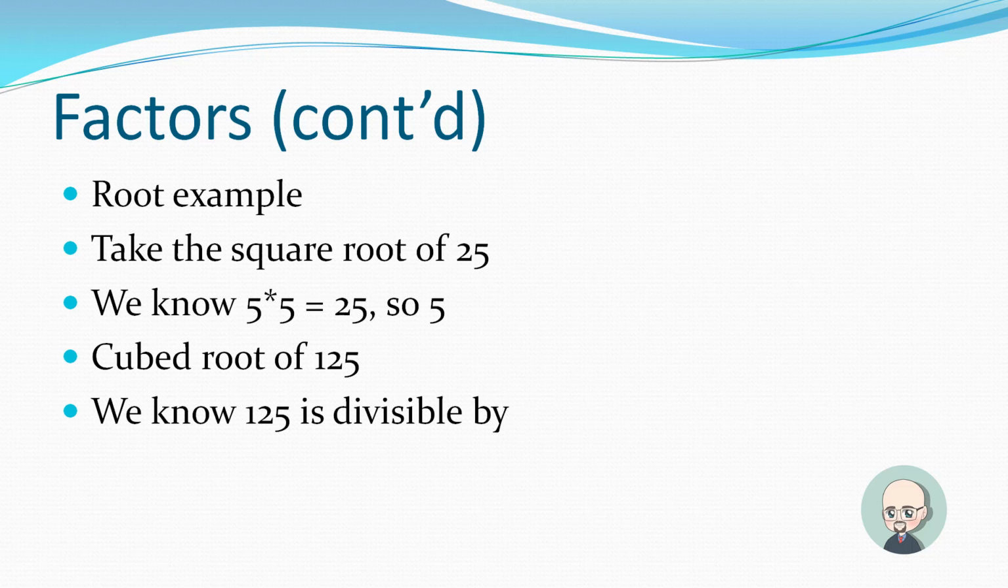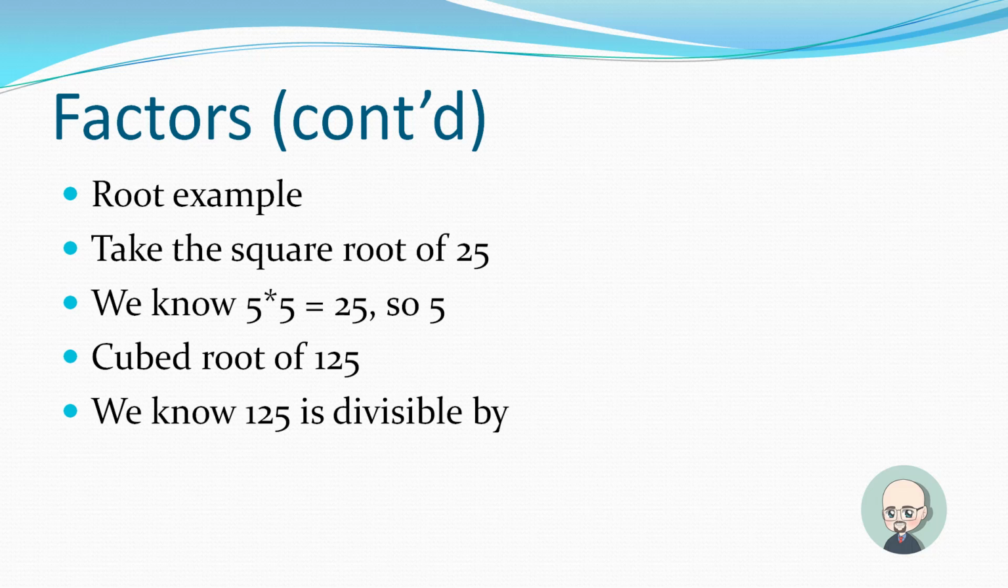Okay, we're going to talk about square roots. Factors also matter. So let's take the square root of 25. 5 times 5 is 25, so the root of 25 is 5. And you may go, well, I don't really see that. We'll get to it in a second. Now let's take the cube root of 125, with a little 3 on the square root sign. Now, we know 125 is divisible by 5, but what else do we know?